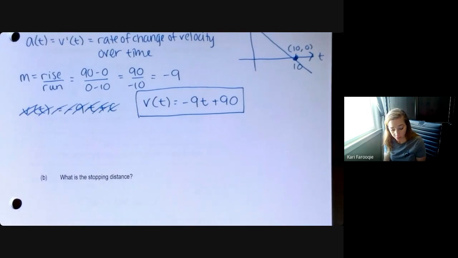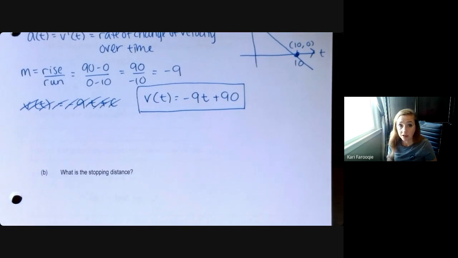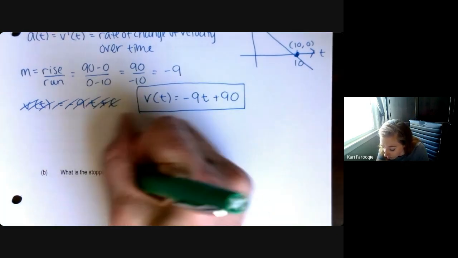All right, part B. What is the stopping distance? In that case, we're talking about distance. Distance is position.